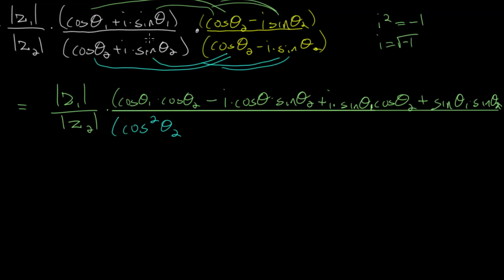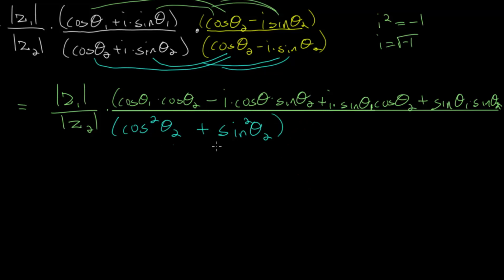And lastly, this term i times the sine of theta 2 will multiply by minus i times the sine of theta 2. And it's negative, but we're multiplying i times i. And we will once again get i squared, which is negative 1. And those two negatives will cancel. So we just get plus the sine of theta 2 multiplied by itself. So we are squaring that.